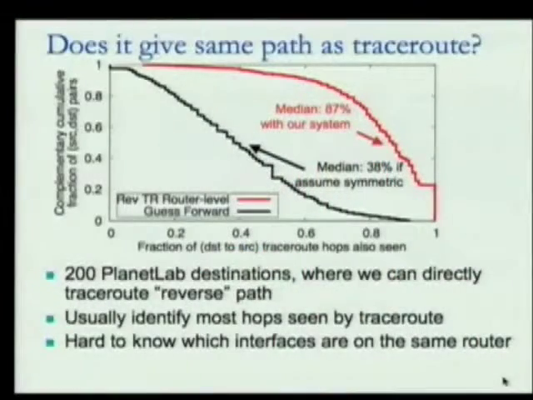I've just shown that we can often measure a reverse path. We'd also like it to be accurate. And one measure of accuracy is whether it's going to give you the same thing that you would see if you actually had control of the destination and measured a traceroute directly. So we're going to use that as our metric. We lack ground truth for the paths on the internet as a whole. What we're going to do is use PlanetLab as destinations this time.